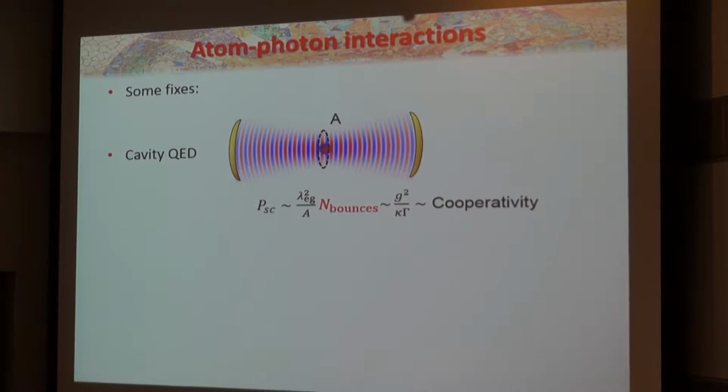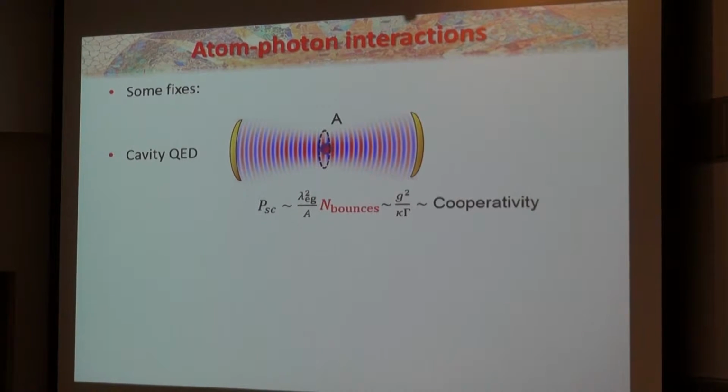There have been some fixes that people have tried for a very long time. One trick is to not have a photon pass the atom once, but to have the photon hit the atom many times. That's the field of cavity QED, where you put two very good mirrors around the atom. In that case, the probability of interaction is enhanced by the number of bounces that the mirrors can accommodate. If you're familiar with cavity QED or the Jaynes-Cummings language, you can rewrite that as the famous g squared over kappa gamma, or the cavity cooperativity factor. But again, this is nothing more than a geometric argument.